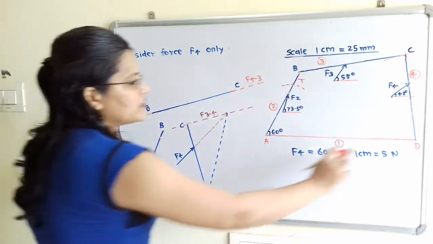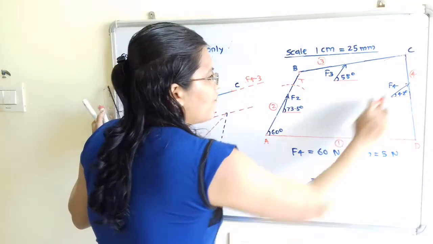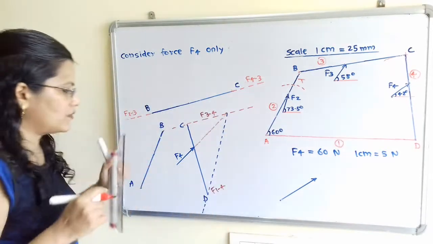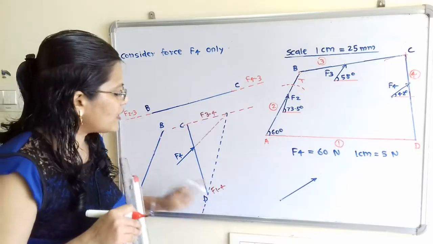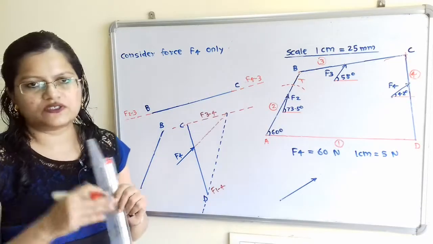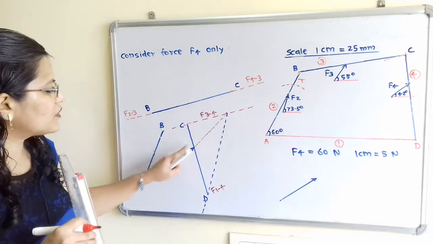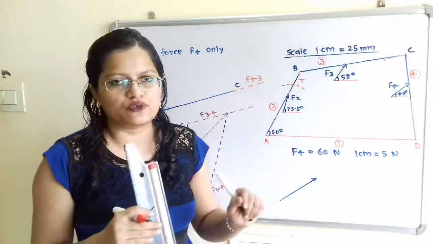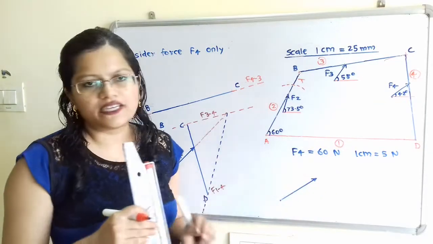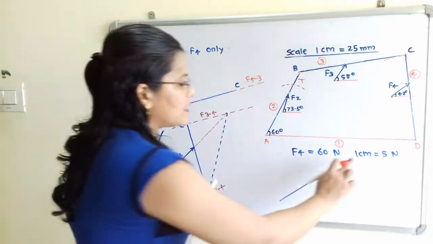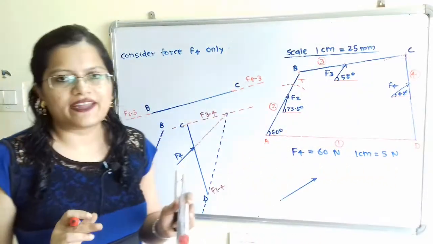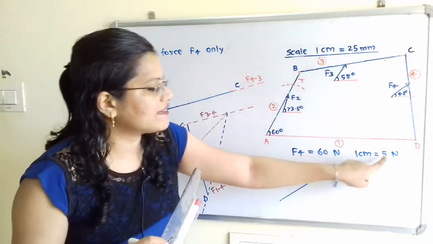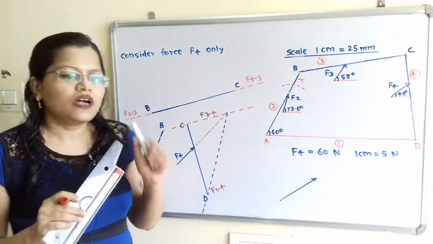Now in the same way, through this point D, there is force F of 1 to 4. So this is the line of action of force F of 1 to 4. Now we don't know the magnitude and direction of these two forces. So how to find out? We know the direction of force F4 and we also know the magnitude. The magnitude of F4 is 60 Newton. So we will consider a suitable scale, 1 centimeter is equal to 5 Newton, and we will draw F4. What is the length? 60 divided by 5, that is equal to 12 centimeters.